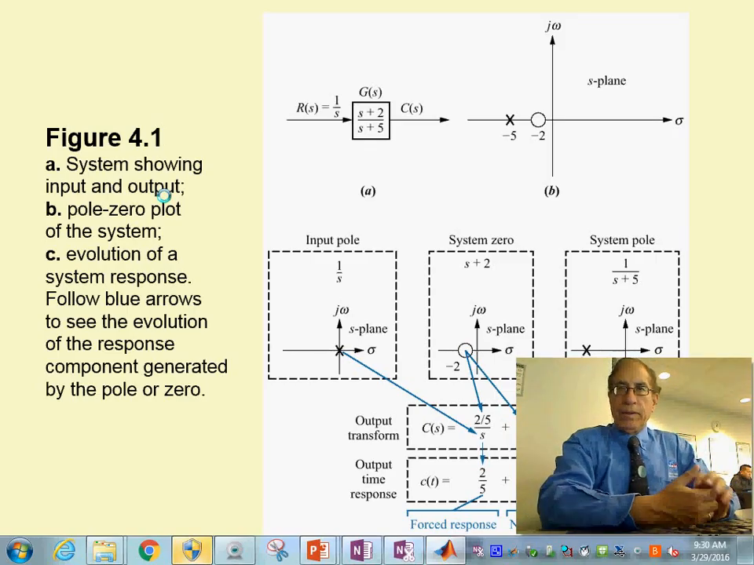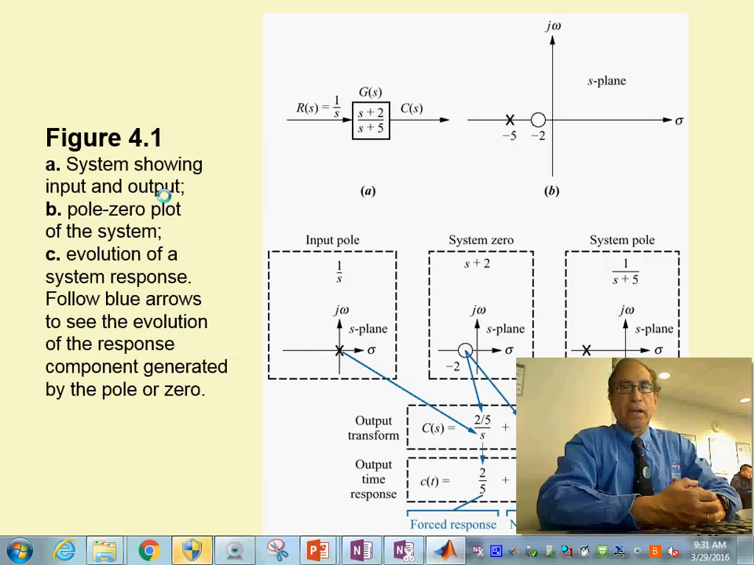Today we are going to see the time response given a particular transfer function, and we're going to learn also the influence of the zeros and the poles, as we call them, from the transfer functions and how they relate to the response of the system.